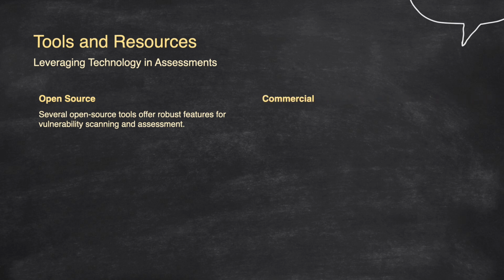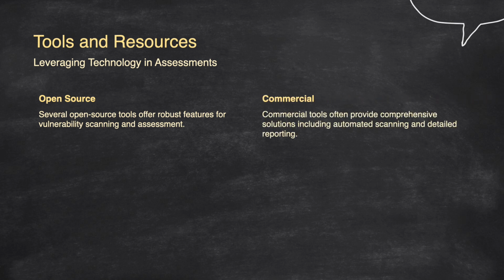Next, about commercial. Friends, commercial tools often provide comprehensive solutions including automated scanning and detailed reporting. Commercial tools such as Nessus, Qualys, and Rapid7 offer advanced capabilities for vulnerability scanning and assessments. These tools can automate the scanning process, analyze results, and generate detailed reports, making it easier for organizations to identify and prioritize vulnerabilities.